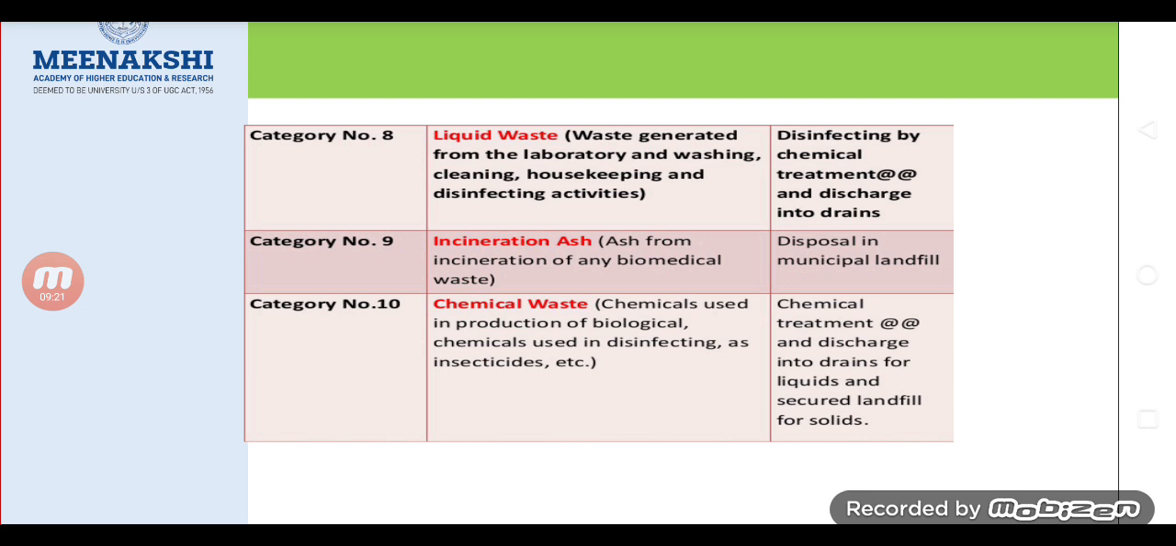Then category number 10, which is chemical waste, chemicals used in production of biological, chemicals used in disinfecting as insecticides, etc., can be disposed by chemical treatment and discharged into drains for liquids and secured landfill for solids.